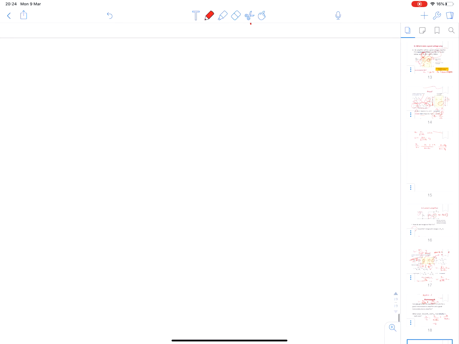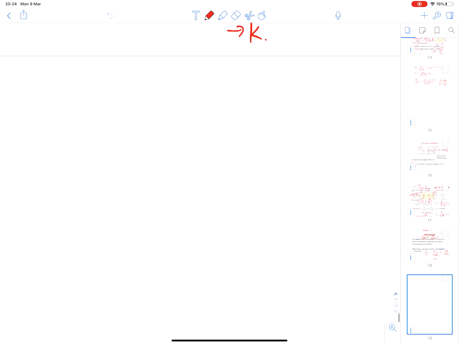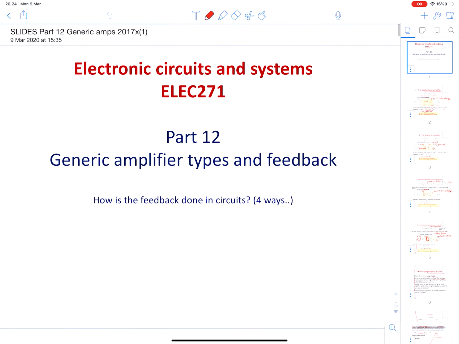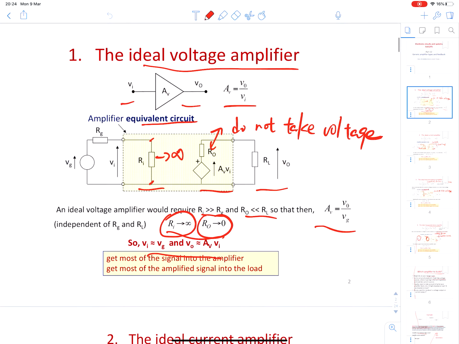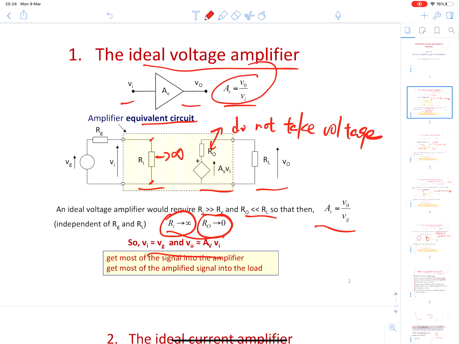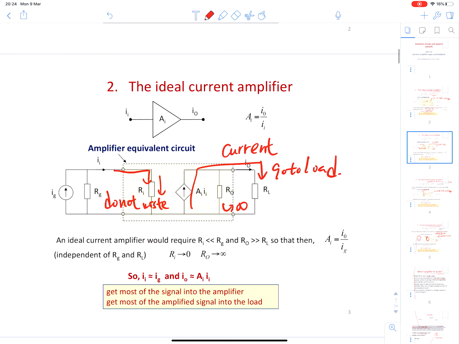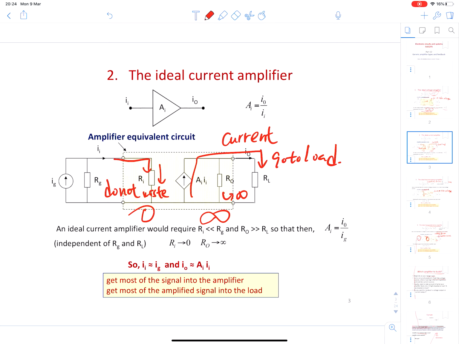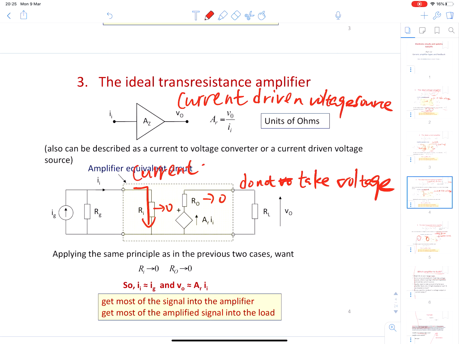So that is the first part. The second part is generic amplifier types with feedback. The ideal voltage amplifier AV is equivalent to V out divided by V in in the equivalent circuit. That's like Ri approaching infinity and R out approaching 0. And for the current amplifier, we make these the opposite, which means that we would like all of the current going through this way and none of the current going through that way. And what if it's a transresistance amplifier, which means that it is a current-driven voltage source.